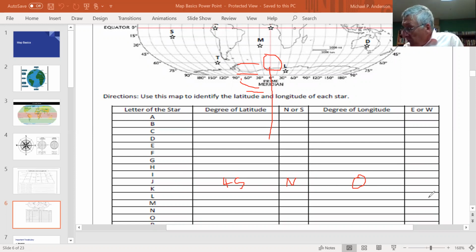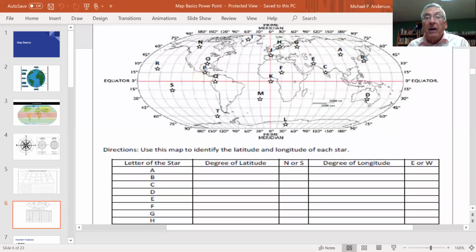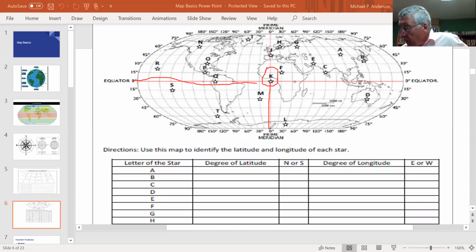I think there's one more. Actually, let's do that one more. Let's look at letter K. Letter K, there it is right there. What's the latitude? Oh, right on the equator, 0 degrees latitude. You're not going to put north or south. And where is it on the prime meridian? Whoop, 0 degrees. So for letter K, you're just going to put 0 and 0.